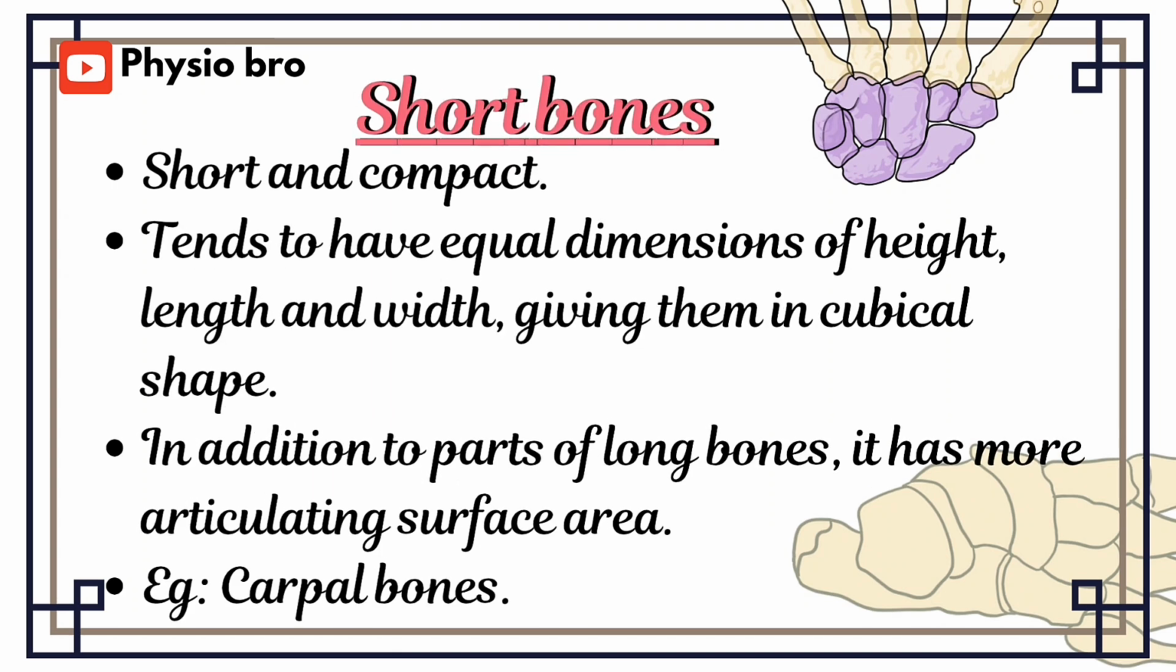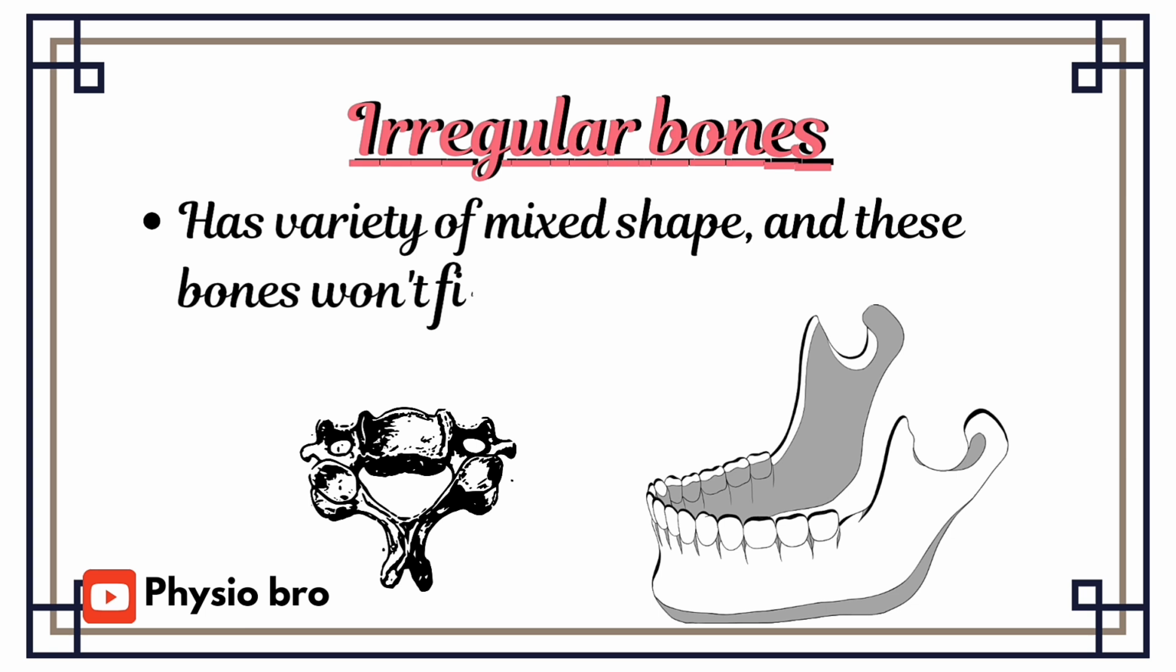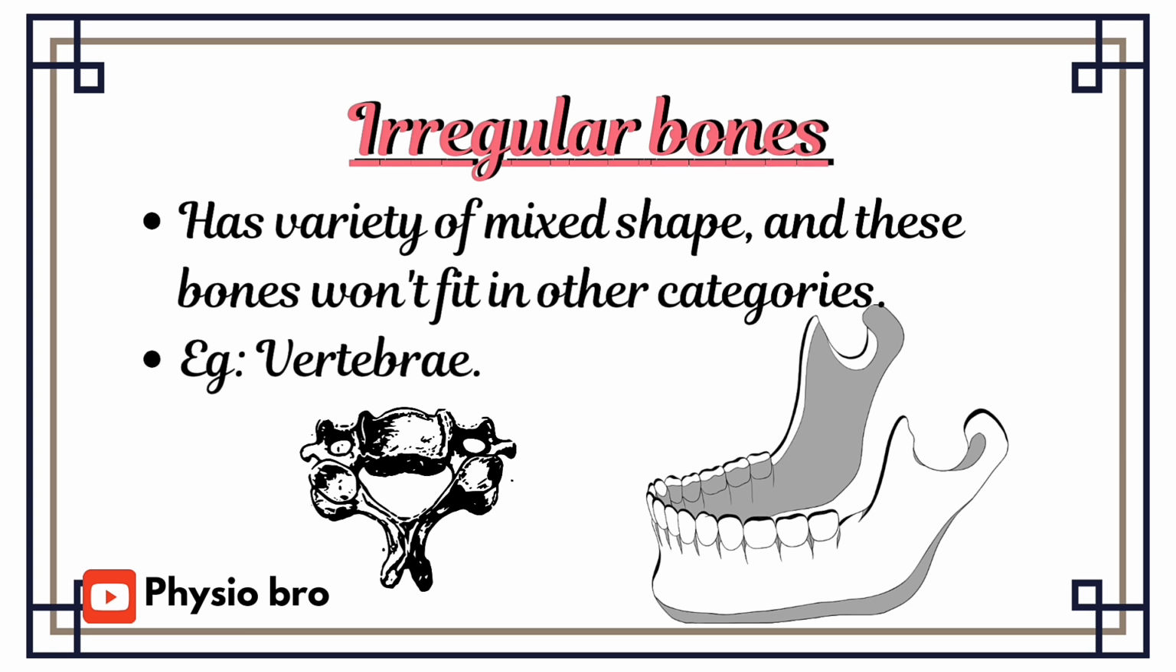Short bones. Short bones are short and compact. Short bones tend to have equal dimensions of height, length and width, giving them a cubical shape. In addition to parts of long bones, it has more articulating surface area. Example, carpal bones. Flat bones. Flat bones have a flat, broad surface area but are not thick, mostly curved and plate-like bones. Example, scapula. Irregular bones. Irregular bones include a variety of bones having irregular shape and size, and these bones won't fit in other categories. Example, vertebrae.